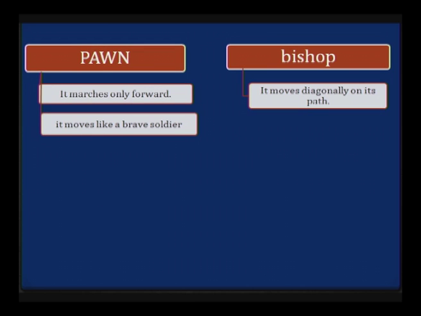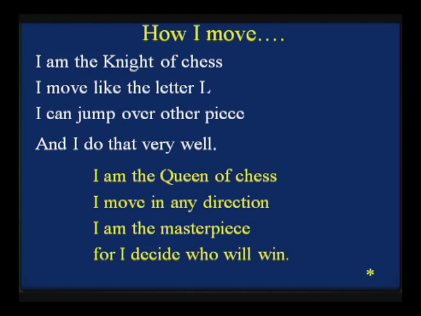Pawn. It marches only forward. It moves like a brave soldier. Bishop. It moves diagonally on its path. Okay, children, based on the above theme, write a simple poem. Before you write the poem, look at the stanzas that I have written. The name of the poem is How I Move. Now listen to the two stanzas that I have written.